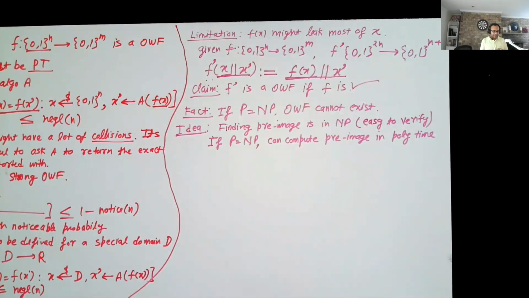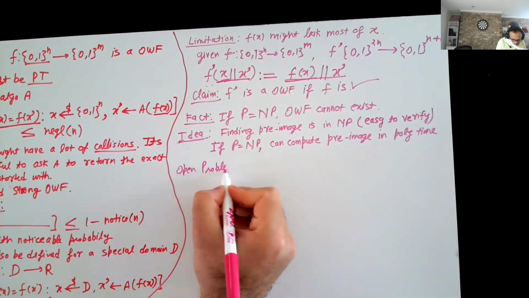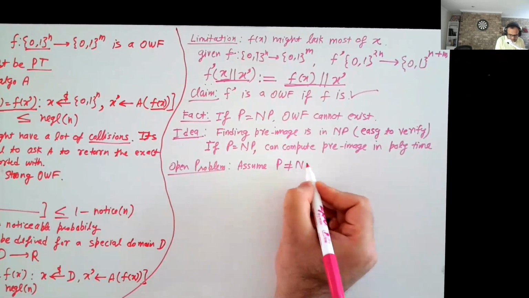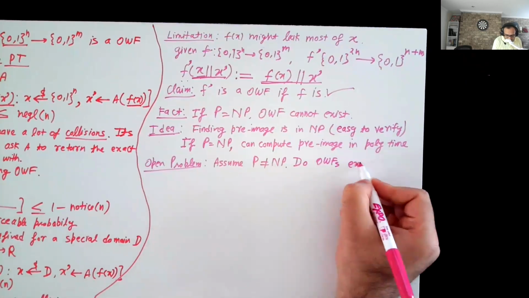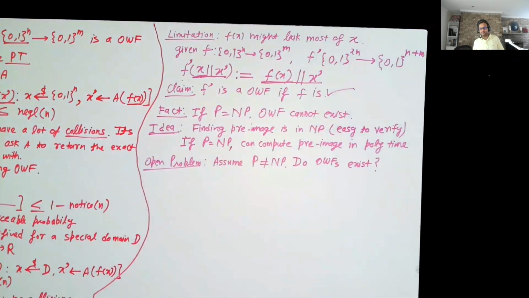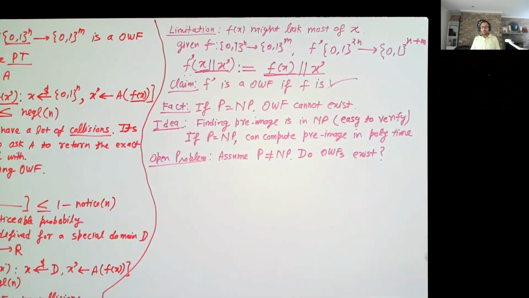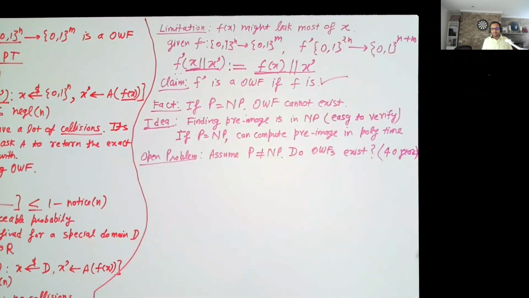So now the next question is, it's a major open problem. Let's say we assume that P is not equal to NP. Do one-way functions exist based solely on this assumption? So if P is not equal to NP, that means that there are NP-complete problems which cannot be solved in polynomial time. Can you take one of these NP-complete problems and build one-way functions from that? So this problem has been open for like 40 years. So we unfortunately cannot solve this open problem. At least we don't know how to do it.